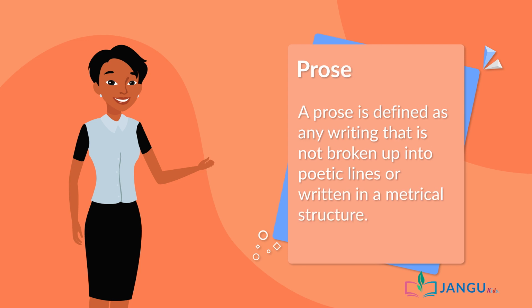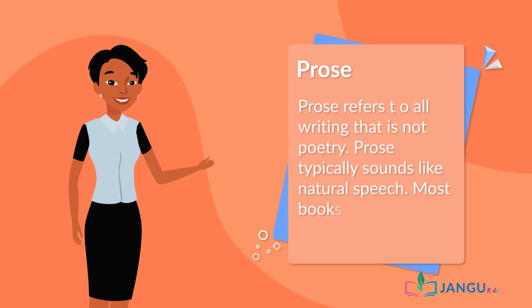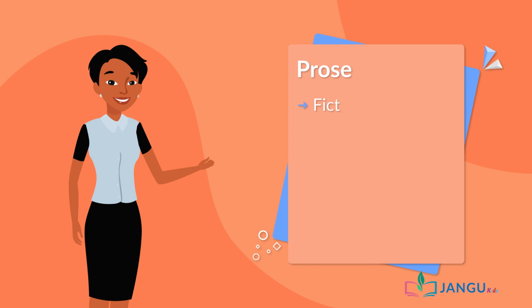A prose is defined as any writing that isn't broken up into poetic lines or written in a metrical structure. In other words, prose refers to all writing that isn't poetry. Prose typically sounds like natural speech. Most books are written in prose. There are many kinds of prose, including fictional, non-fictional, dramatic, and heroic, to name a few.